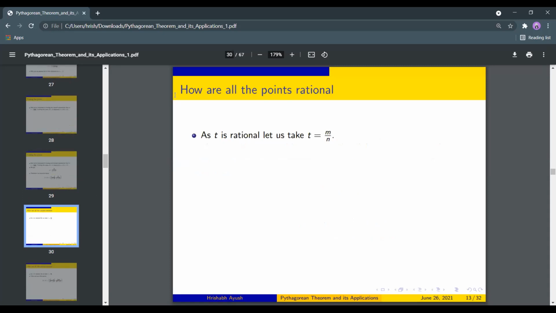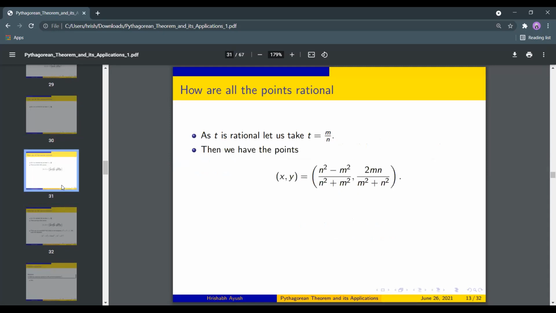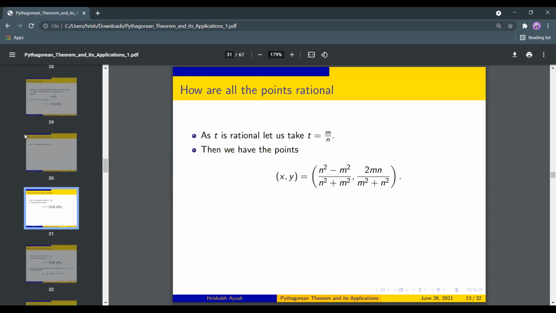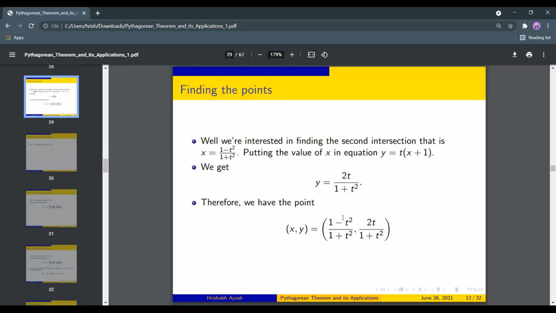And so how are all the points rational? As t is rational, we take t as m by n form, or you could take p by q form. I just took m by n. Then we have the points (n square minus m square) upon (n square plus m square), and 2mn by (m square plus n square). You could find it from here. Just substitute the value of t as m by n and do the manipulations. Does everyone see why that works?